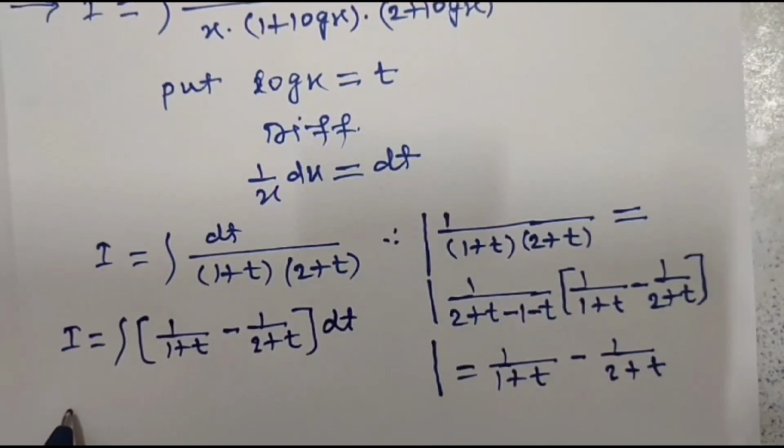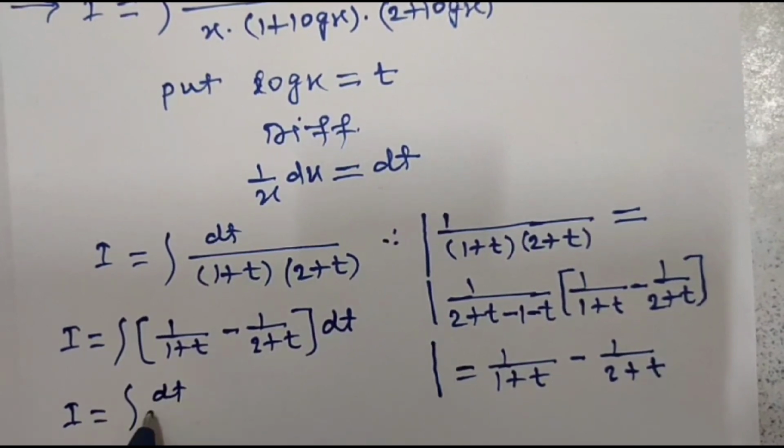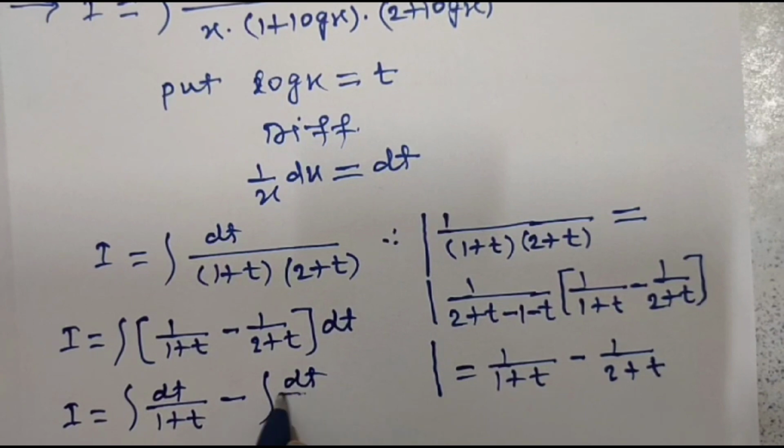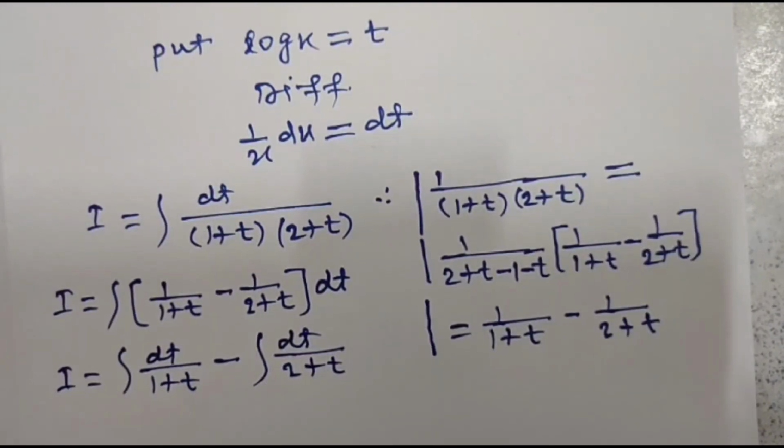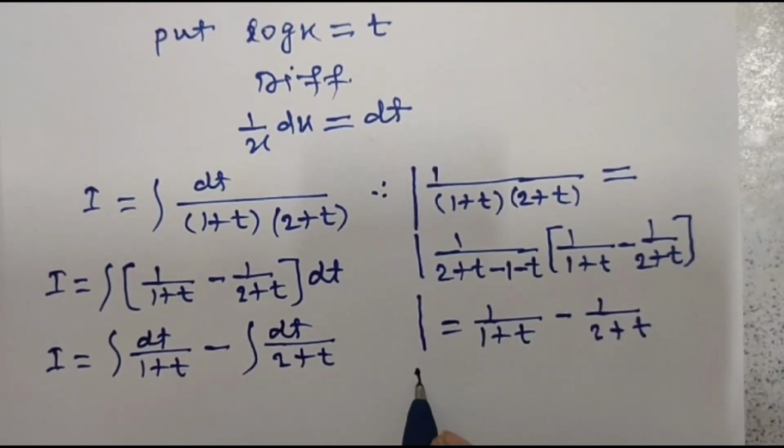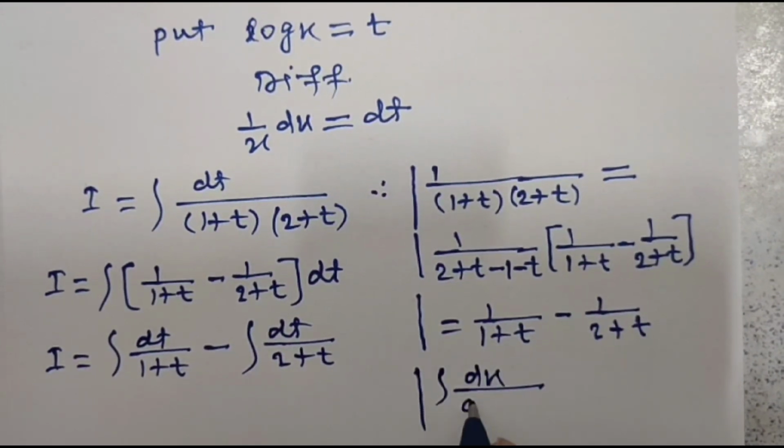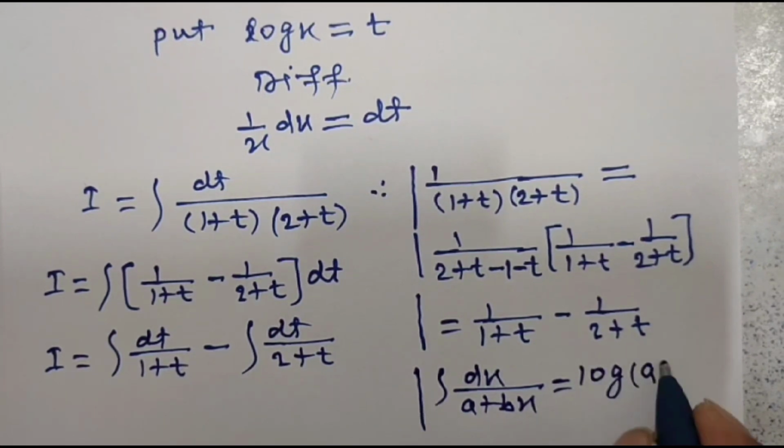Separate the integrals. I is equal to the integral of dt divided by 1 plus t minus the integral of dt divided by 2 plus t. And now applying the integral formula, since the integral of dx divided by a plus bx is equal to the logarithm of a plus bx divided by b.